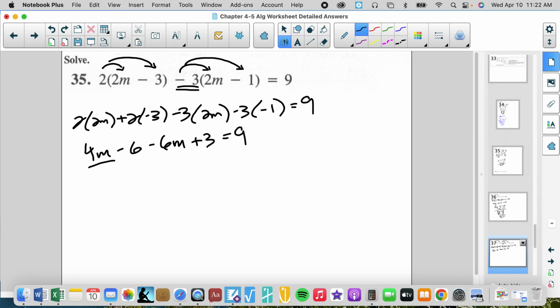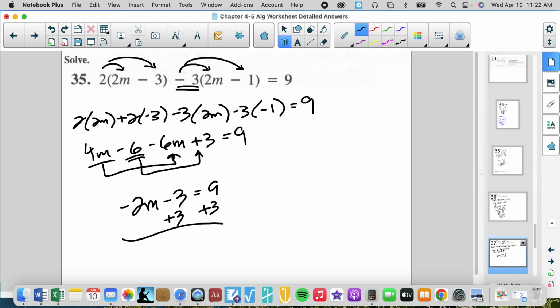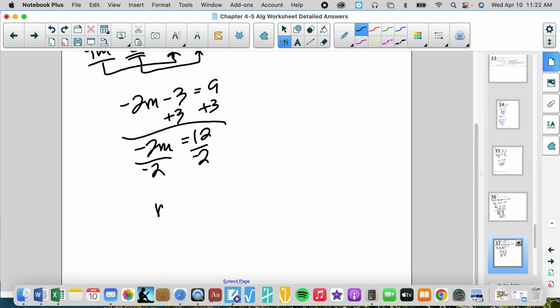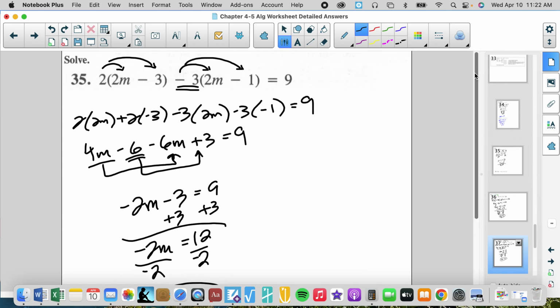Let's simplify like terms. So that's -2m minus 3 equals 9. Now it's a two-step problem. We're going to move the things being added and subtracted. We're going to divide by 2, and we get m equals -6. Don't forget that negative. That's a tricky one, okay?